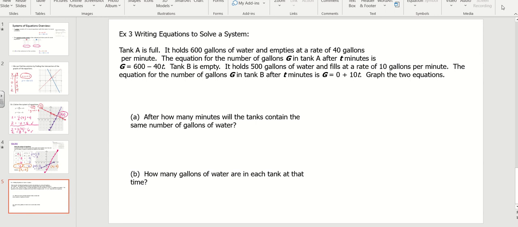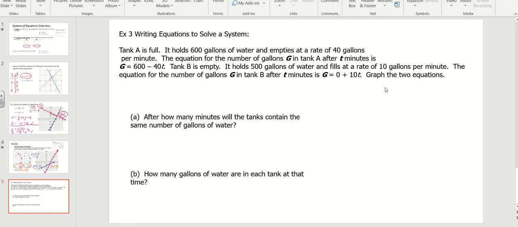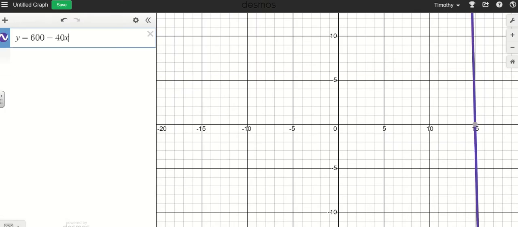Graph the two equations. So what I'd actually like to do is graph these two equations using Desmos. So I'm going to click on over to desmos.com. And I'm going to graph the equation for the first one, and I'm going to use x's and y's, okay? So the first part says G equals 600 minus 40t. I'm going to write y equals 600 minus 40x. And I have a very steep line, but I'm going to change my scale in a second, so don't worry about that.